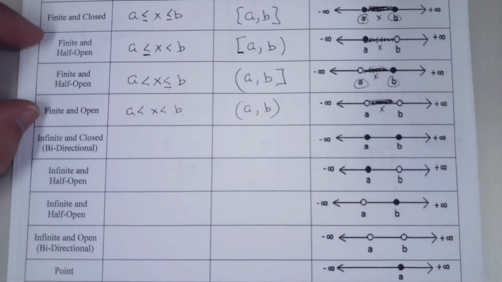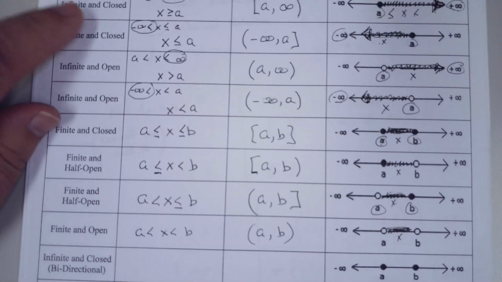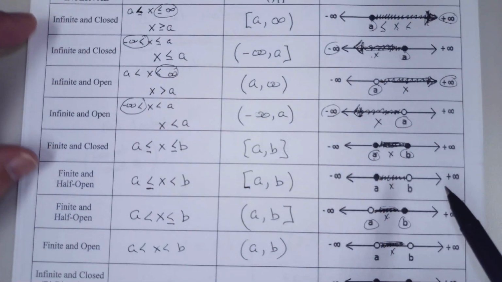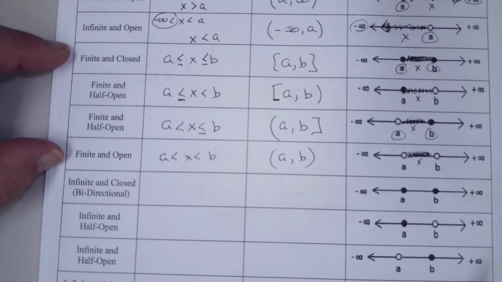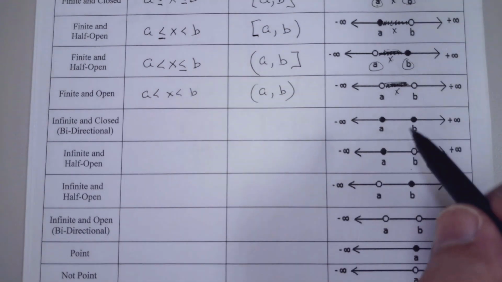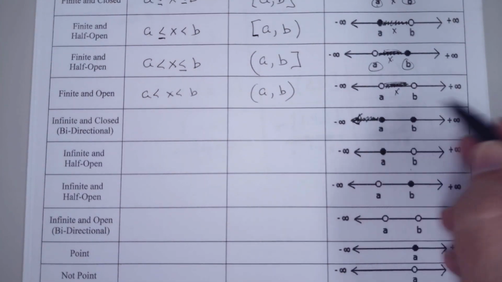So those are the finite ones, meaning they have a beginning and an endpoint. The first one was infinite because it starts at a point and goes to infinity. The first four are infinite. The next four are finite. Now we have four more that are infinite, which means start and go in opposite directions.